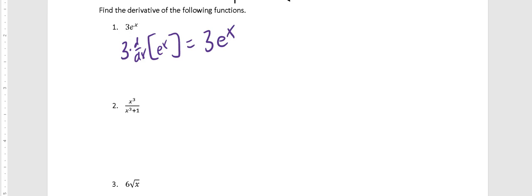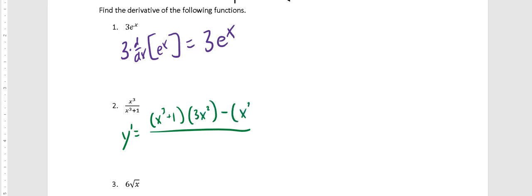This question is going to require some product rule. I know I didn't write y equals, but I'm just going to do this. I can have a name for the derivative. Y prime will be low d high minus high d low all over low squared, which simplifies a little bit.